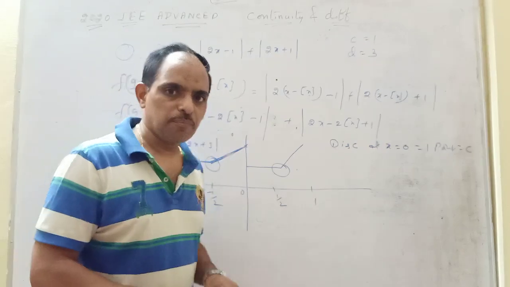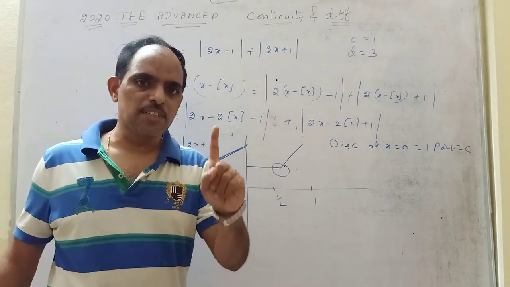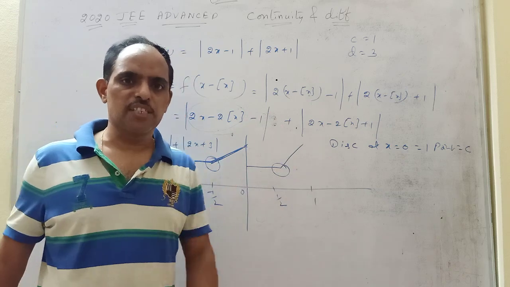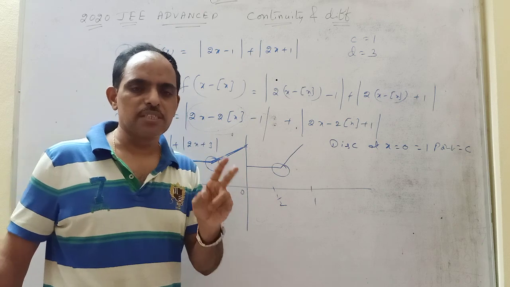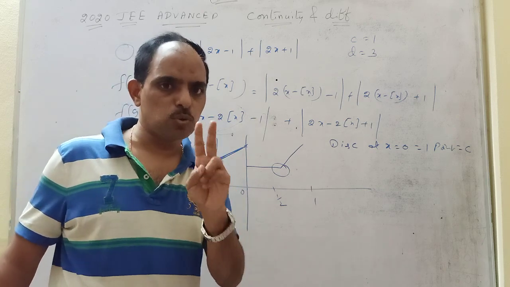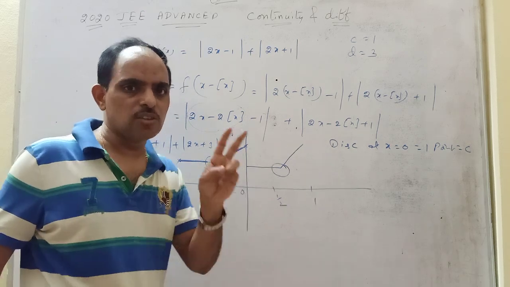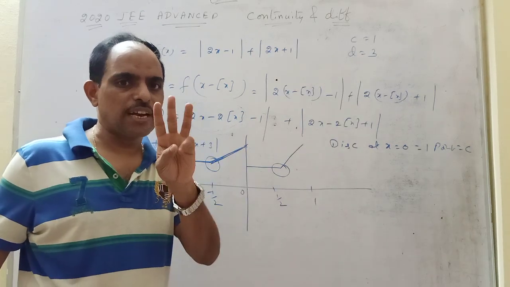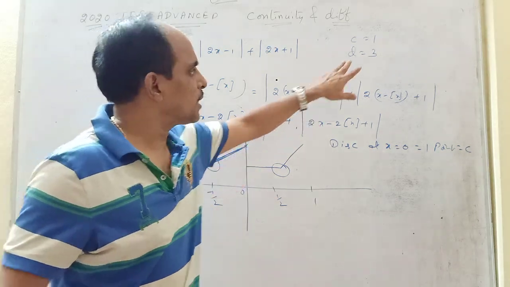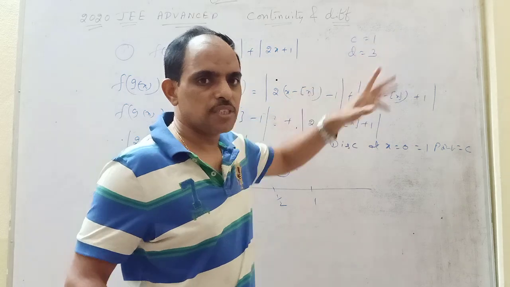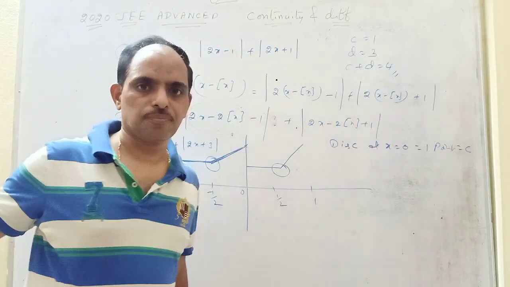I will explain one more time. The discontinuous point is only 1, at x equal to 0. So the number of discontinuous points is 1. What about non-differentiable points? We have two sharp edges. At two sharp edges the function is not differentiable. So we have two sharp edges and one point where the function is discontinuous. At that point also the function is not differentiable. So in total we have 3 non-differentiable points and one discontinuous point. The question is, what about c plus d? Now the answer is 4.